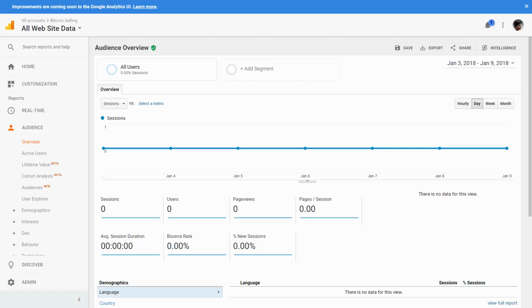Welcome back. Now we're going to take a look at some other metrics that we should be measuring most of the time when we're looking at our Google Analytics data. And pages per session is an indication of the average number of pages that a person looks at every time that they're on our site.